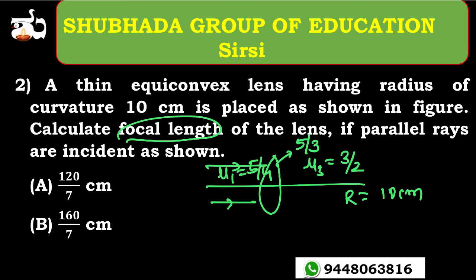As the parallel rays are given here, the incoming rays are parallel to one another, so that's the reason the object is at infinity, so u should be equal to infinity here. Suppose it is infinity and we have three different refractive indices, so we have to take the relationship among them. This is mu 2 here. So I have to take the relationship between them. For the first surface, it should be mu 2 minus mu 1.